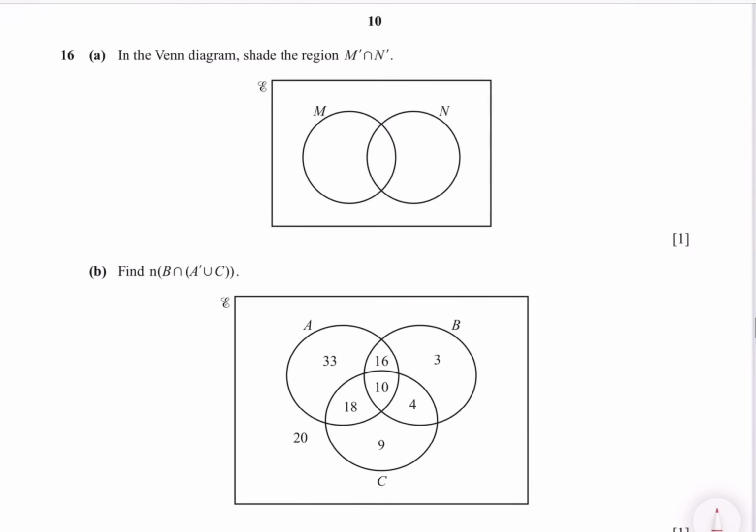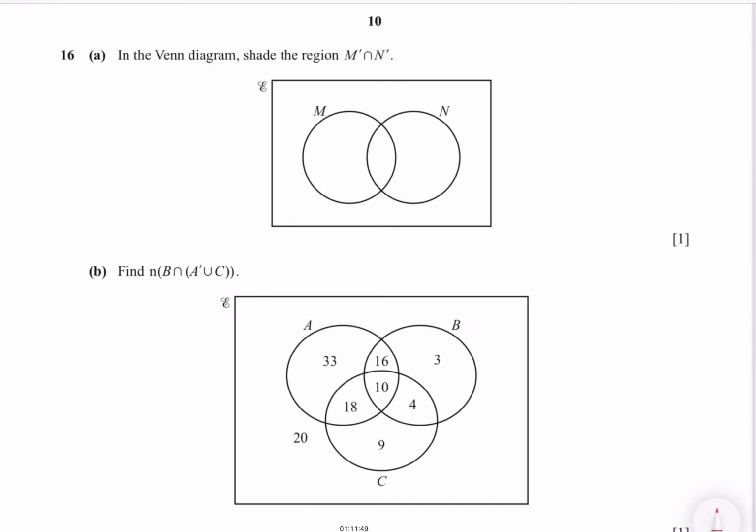Okay, question number 16. In the Venn diagram, shade the region M complement intersection N complement. M complement means other than M, means anything outside the circle M. That would be known as M complement.